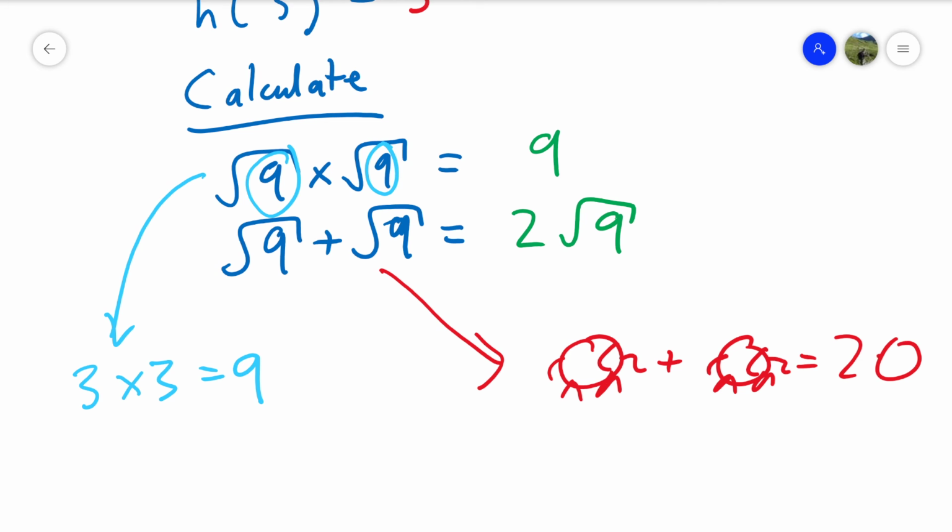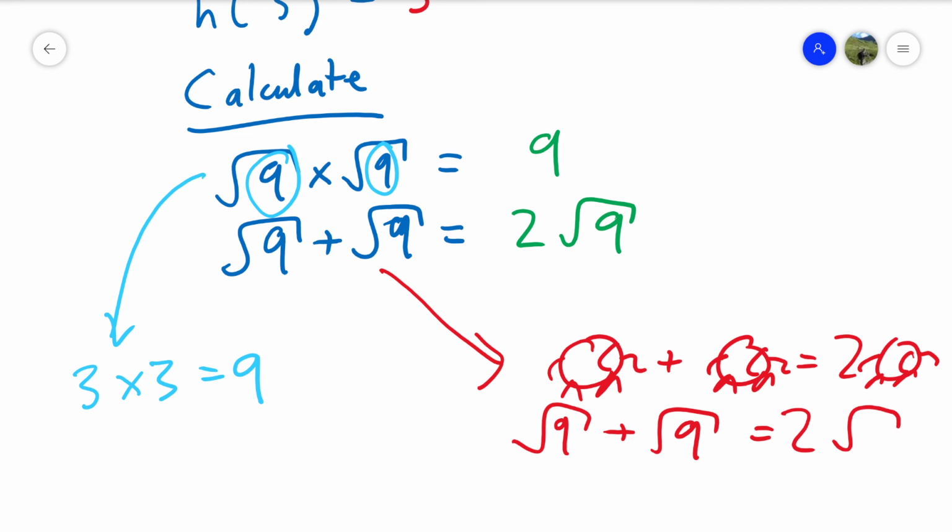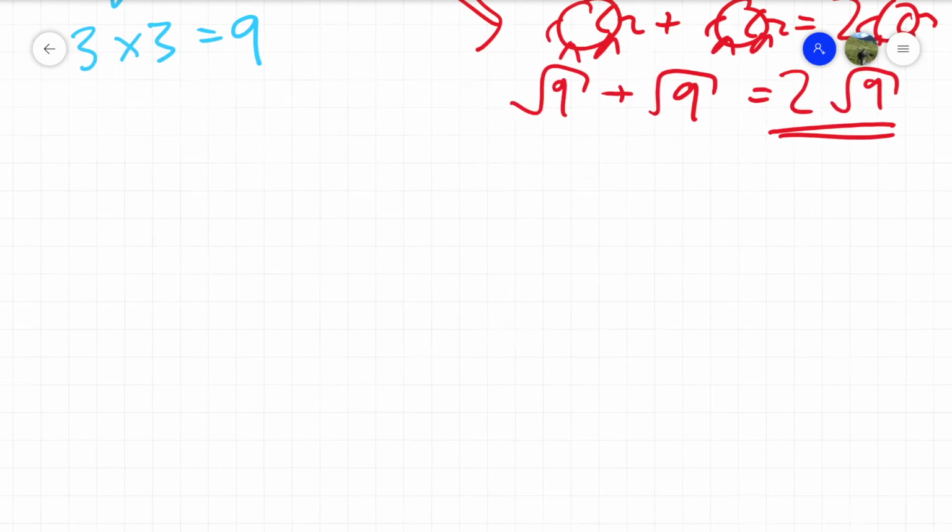It's 2 elephant, yeah? What's root 9 plus root 9? Suppose you had no idea what that meant. It just looked like a weird symbol. You'd go, well, there's 2 of them, whatever that is. And there you go. It's 2 root 9. That's why that's the answer. Don't need to think about it anymore. It's just obviously the case.